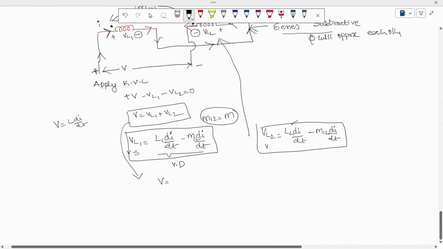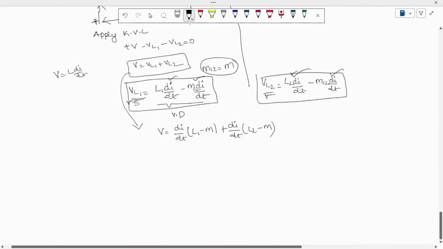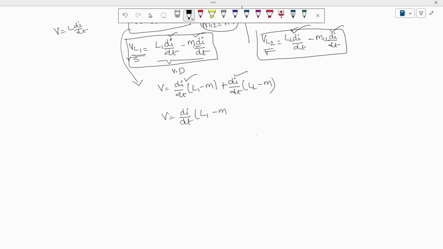Therefore, V is equal to VL1. What is the value of VL1? Here I am taking di by dt as common. So I can write di by dt of L1 minus M, plus VL2. What is the value of VL2? Take di by dt as a common term. di by dt of L2 minus M. So here what can I take common? I can take di by dt as common. V is equal to di by dt of L1 minus M plus L2 minus M.